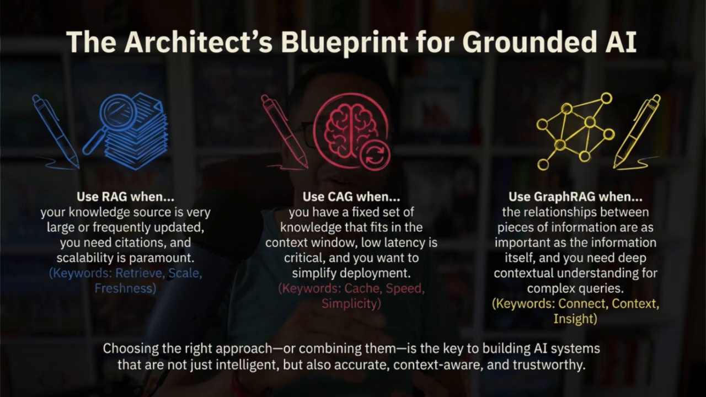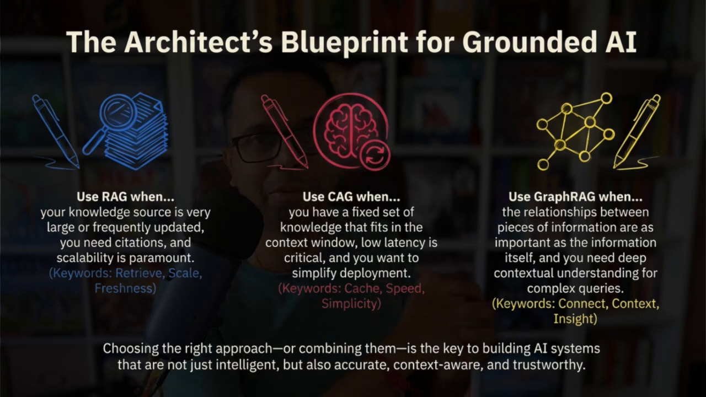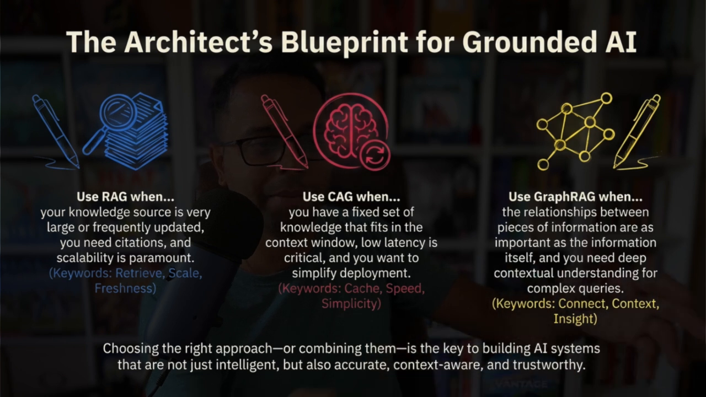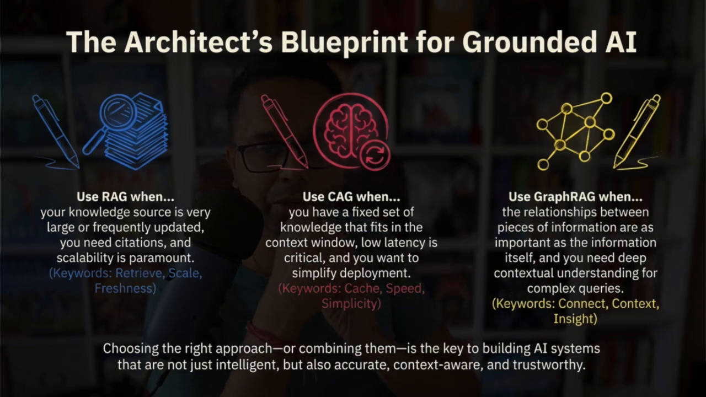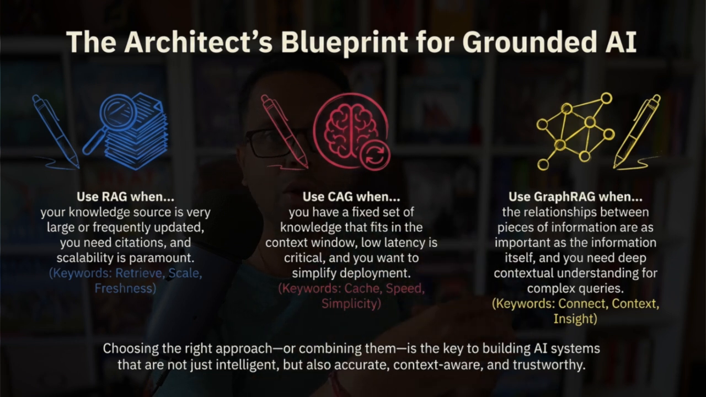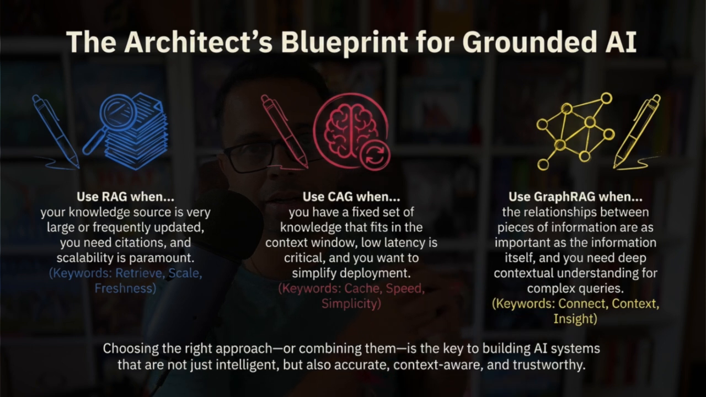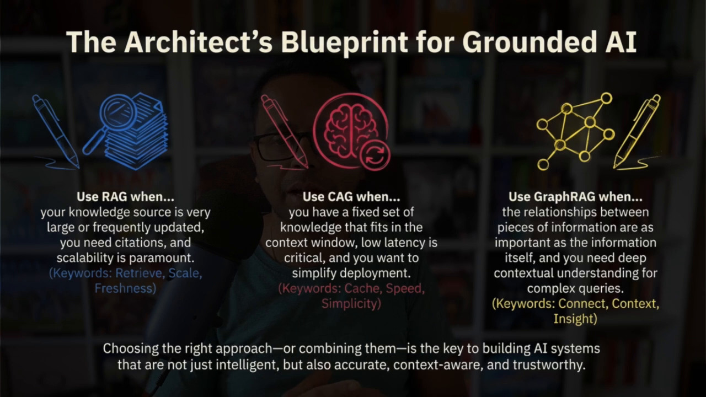So let's relook at the blueprint again. We understood we use RAG when your knowledge source is very large and frequently updated, and you need citations and scalability. You use CAG when you know the context window of the LLM can hold the information at a given point of time, through the context window length. And you use GraphRAG when the relationship between pieces of information is as important as the information itself.